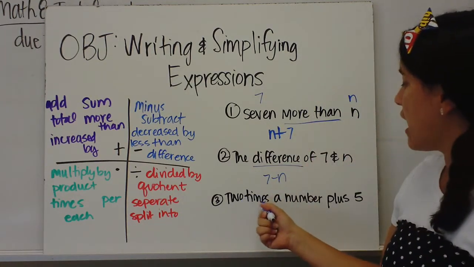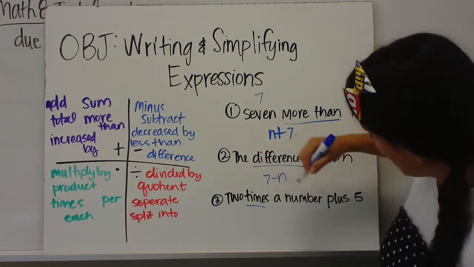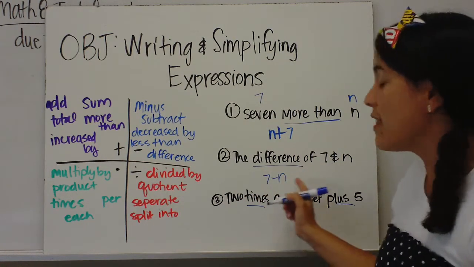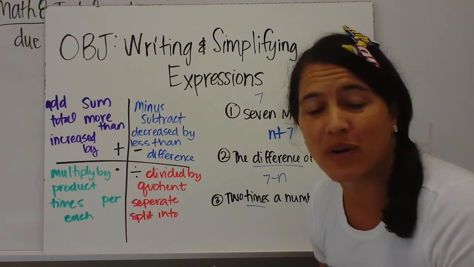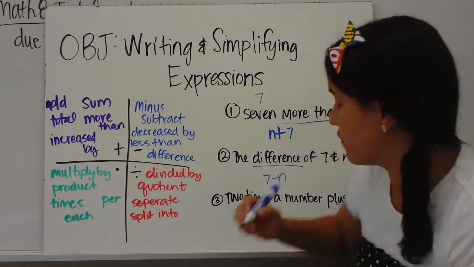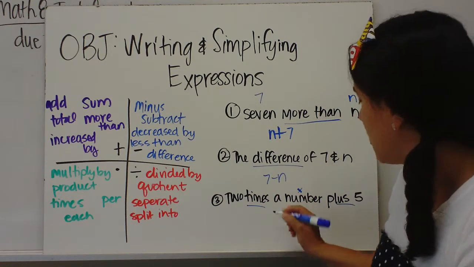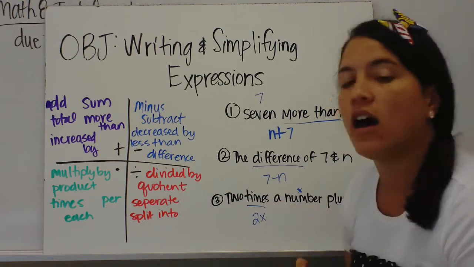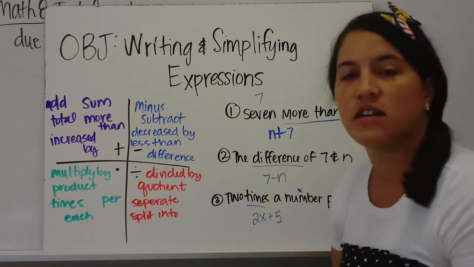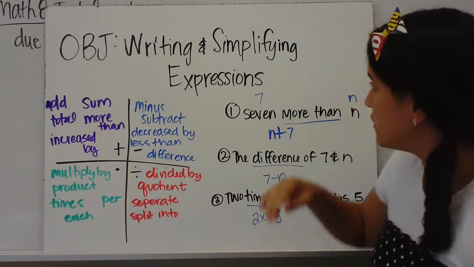Number 3, 2 times a number plus 5. So we have two things going on. We have times and we have plus. In this example, I didn't give you what variable to use, so you can choose. Generally, people will use x as their variable, so we're going to say a number is x. So 2 times a number x, 2x plus 5. And so that's how you would do it if you have a combination.